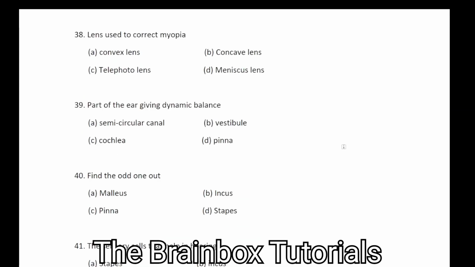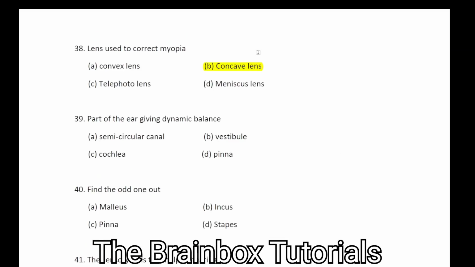Now number 38, lens used to correct myopia. Option A. convex lens, option B. concave lens, option C. telephoto lens, option D. meniscus lens. The correct option is B. concave lens. And to correct hypermetropia, we use convex lens.